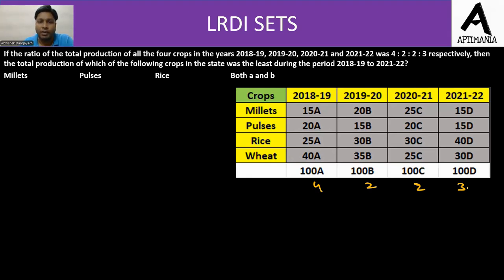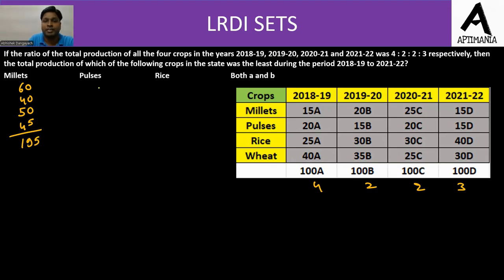Now let us first of all check for millets. So we have got the value of A as 4. So millets was 15A, that is 60. 20B, B is 2, so 20B is 40. Then 25C, C is 2 again, so that makes it 50. And 15D, D is 3, so that makes it 45. So in total, this is 195.